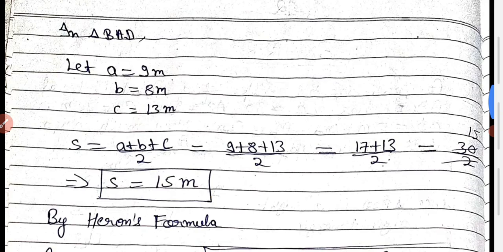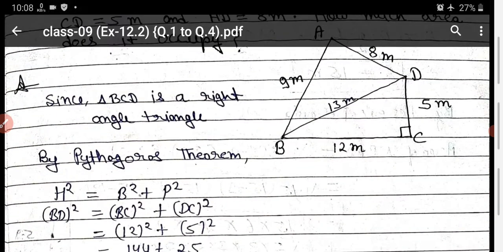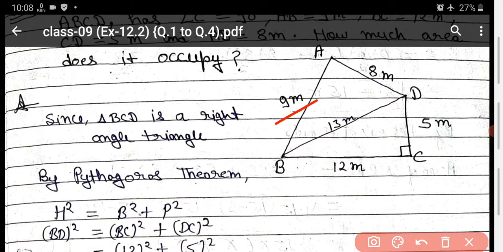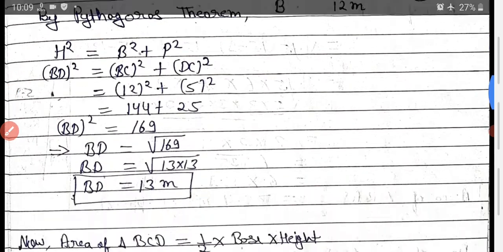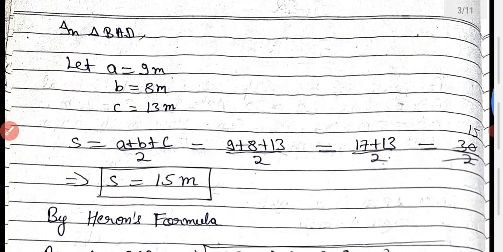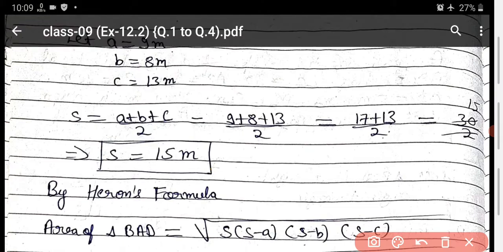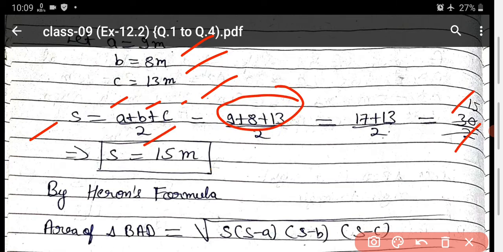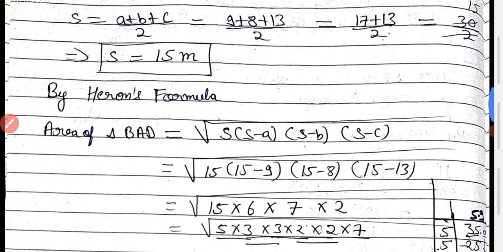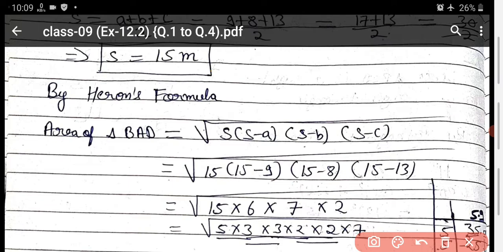Now in triangle BAD, just look at the other triangle BAD. There are three sides: 9 meter, 8 meter, 13 meter. So three sides are given here. Just call them A, B, C and then find the area by using Heron's formula. In triangle BAD, let A is equal to 9 meter, B is equal to 8 meter, C is equal to 13 meter, then S is equal to (A plus B plus C) by 2. When you add all the values, you get 30 by 2. So finally S is equal to 15 meter. Now by using Heron's formula, area of the triangle BAD is equal to the square root of S(S minus A)(S minus B)(S minus C). Put the value of S as 15, A as 9, B as 8 and C as 13.